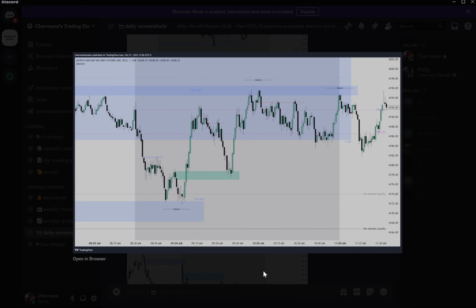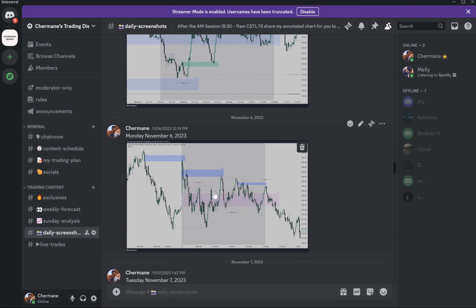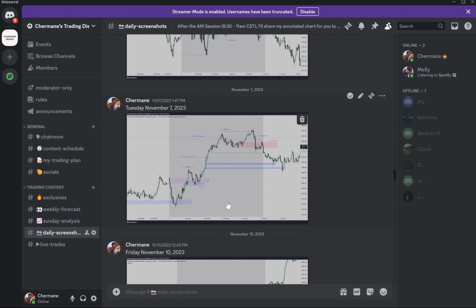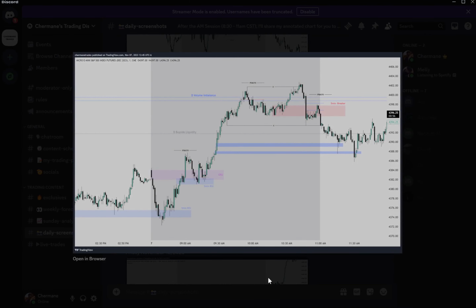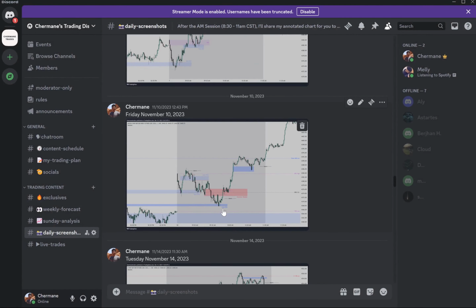Okay. Let me see if I can find a few more order block examples and then we'll be done. Let's see. Let me find a clean one.